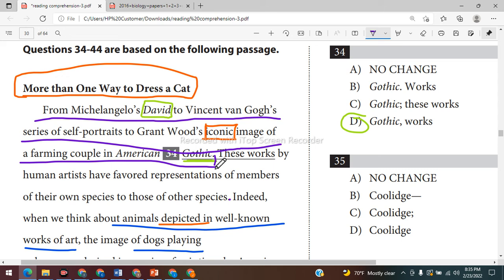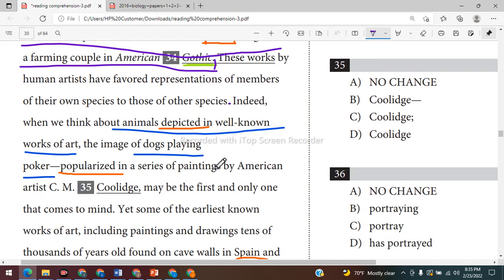Okay. Number 35. Indeed, when we think about animals depicted in well-known works of art, the image of dogs playing poker, popularized in a series of paintings by American artist C.M. Coolidge, may be the first and only one that comes to mind. Should it be no change, Coolidge, dash, Coolidge, comma, or Coolidge, nothing?